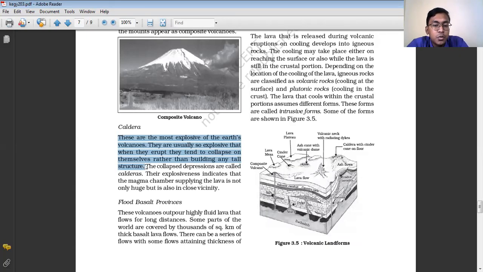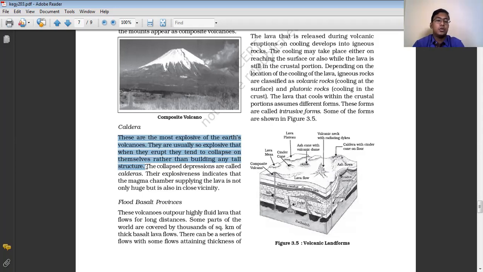So their explosiveness indicates that the magma chamber supplying the lava is not only huge, but also in close vicinity. Because of this explosive nature, it is estimated that the magma chamber, from where the magma comes out, is not located at a far distance. It is located very close to the vent, very close to the earth surface. That is why the eruption is very explosive in nature.